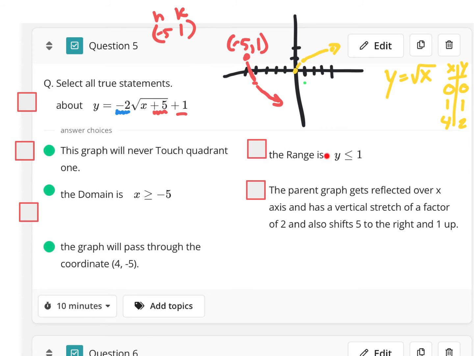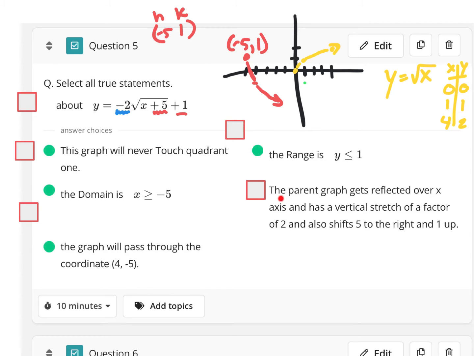The range of your y values, it's up and down, and we are talking about this red graph. The y values, the beginning point, the most important point, h, k, the y value is 1, and does this graph exist above the y value of 1, which would be like y is greater than or equal to 1, or below 1, which is y is less than or equal to 1? Obviously, it's y is less than or equal to 1, so that's also a true statement.